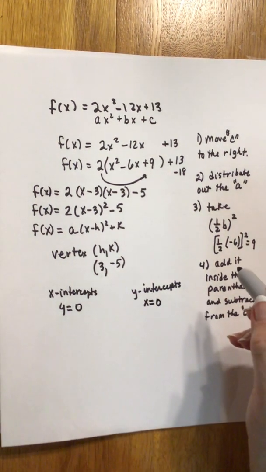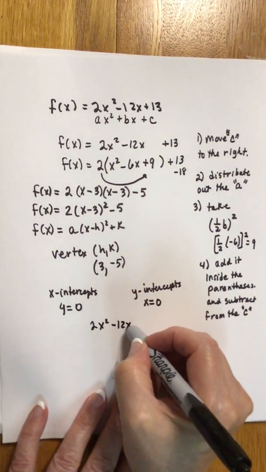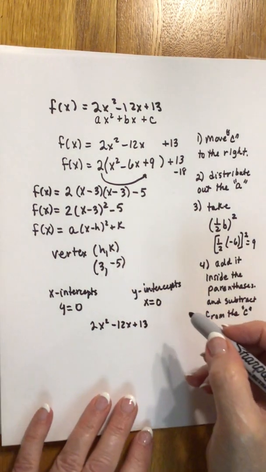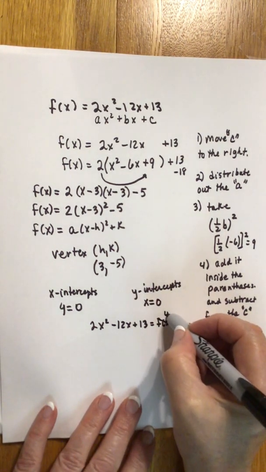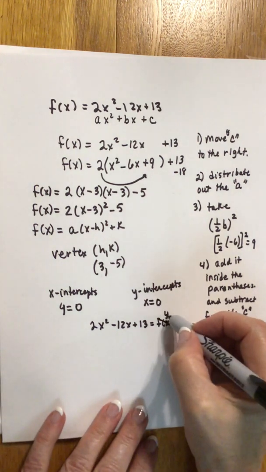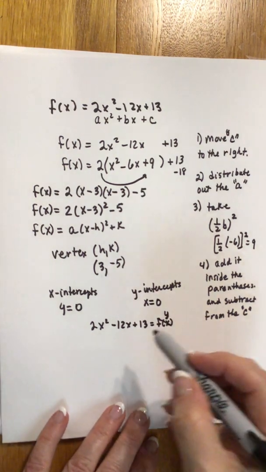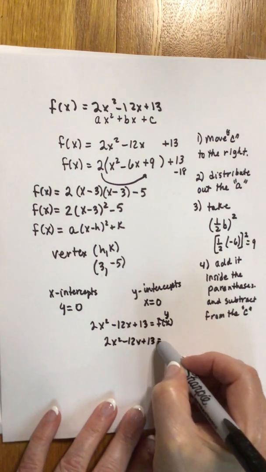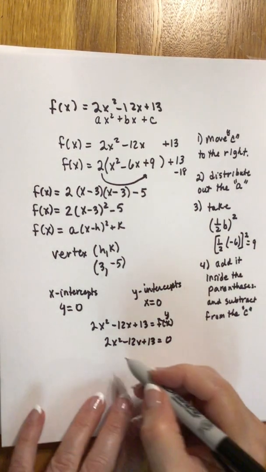So if I look up at my original equation, let's write it down here: 2x squared minus 12x plus 13 is equal to f of x, which is another way of saying y, right? So if I want to get the x-intercepts, I'm setting y equal to 0. So I have 2x squared minus 12x plus 13 equals 0. Now to solve this, you might try to factor, but we're going to go ahead and just do the quadratic formula.